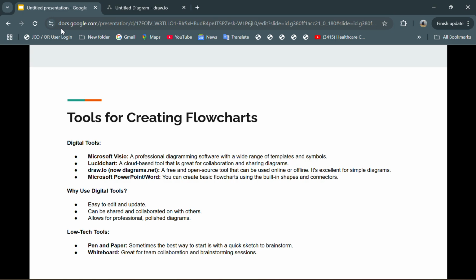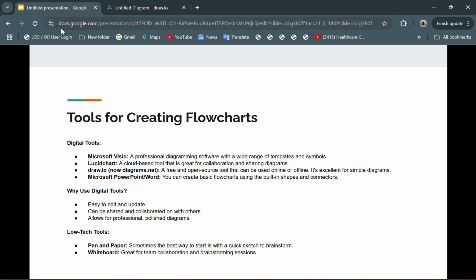And Microsoft PowerPoint and Word are also tools where you can draw the processes and complete your processes. The benefit of digital tools is that they are easy to update. They track on a centralized platform. Everyone can go and make changes, and you can easily share and collaborate with others, and obviously publish the diagram professionally. You can take reference from online and draw with different tools. And there are low tech tools like pen and paper, which you can use sometimes.